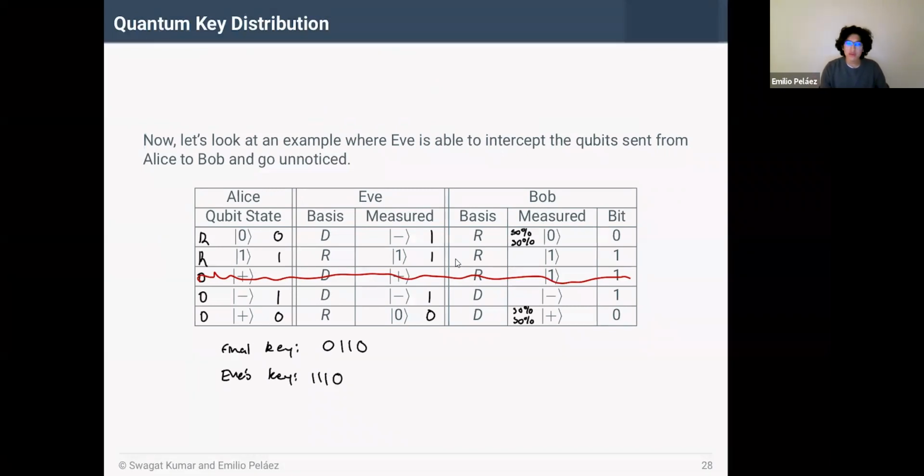So even though Eve was able to go unnoticed, Alice and Bob didn't detect her, she doesn't have the right key, so she won't be able to do very much with this key. So the protocol has a degree of safety, sorry, even if Alice and Bob do not detect Eve, because Eve may have chosen some wrong bases, and she will have a random result in that qubit.